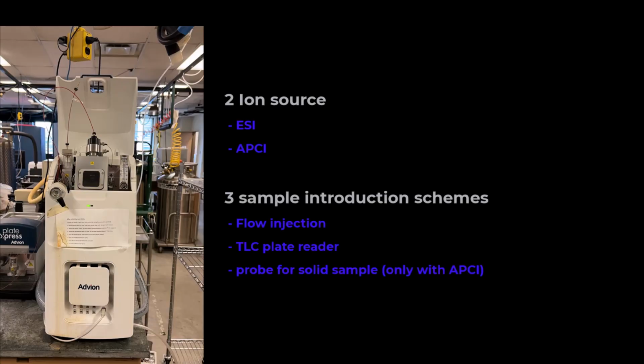The Advion is equipped with an isocratic solvent pump, 3 sample introduction schemes, and 2 ionization sources, and is capable of scanning quickly over a broad mass range from 10 to 2000. Samples can be introduced by flow injection, using the Plate Express TLC plate reader, or using the atmospheric solids analysis probe for solid samples. After injection, gas phase ions are produced by either ESI or APCI, generally by protonation in positive ion mode or deprotonation in negative ion mode.